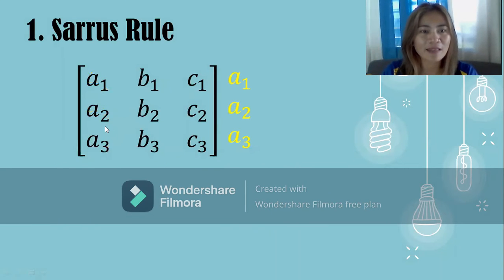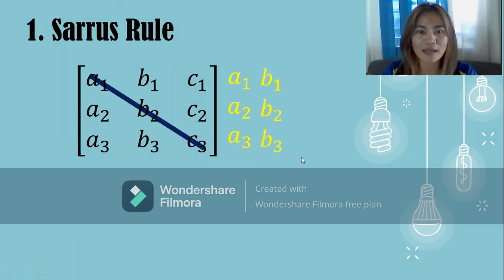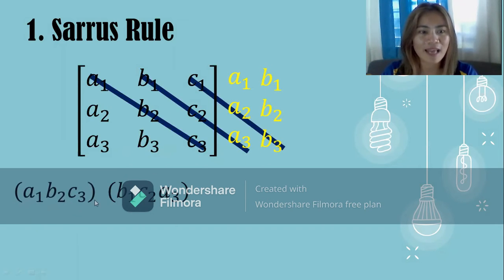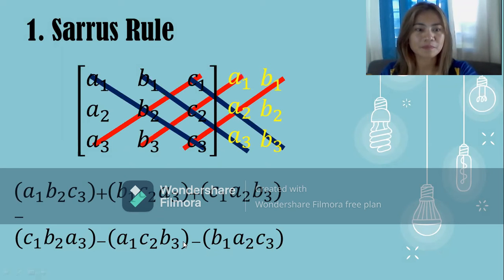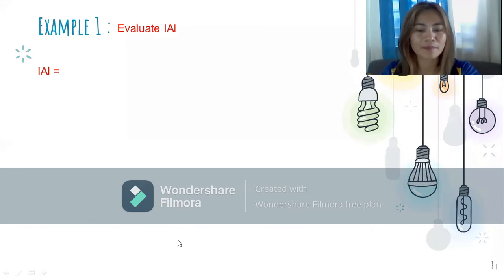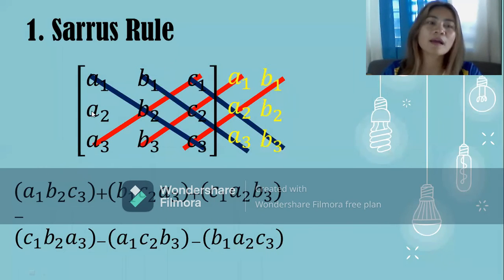Get the first 2 rows and write them outside, below the matrix, and then draw a horizontal line. Get the elements under the blue lines, and then the red line. Elements under the red line, get the elements. Then subtract. Okay, let us go back. So these are the elements under the blue line, right?